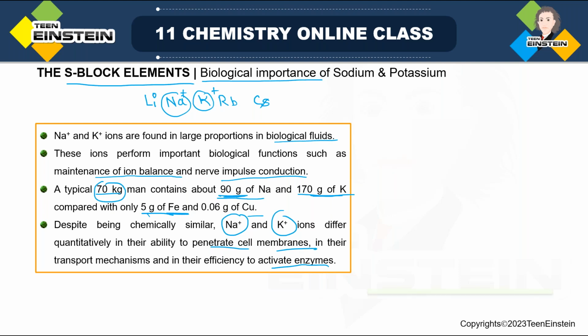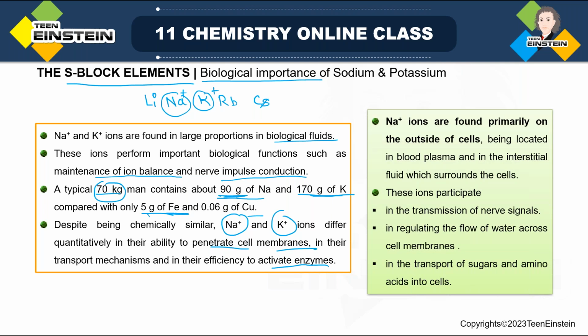If you simply consider sodium ions, they are mainly found outside the cell, located in blood plasma and in the interstitial fluid. Now, when I say interstitial fluid, don't think that if it is outside cells, how can it be interstitial fluid. Actually, the fluid just outside of the cell is called interstitial fluid, which basically surrounds the cell. That is the place where Na+ is found.